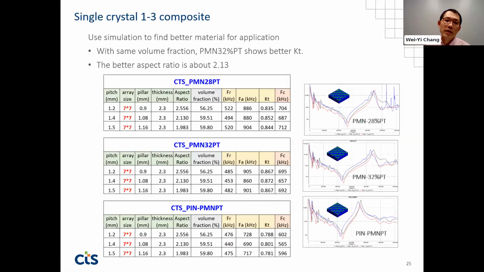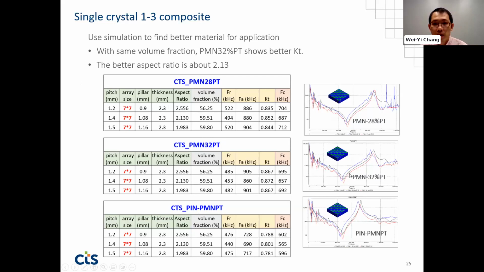And here is another example for single crystal. I took 3 different materials. One is 28 PT, the other one is 32 PT, and the third one will be the pin material. Based on these 3 materials, we do some 1-3 composite simulation, and we can see with the same aspect ratio and volume fraction, 32 PT can get the best KT.